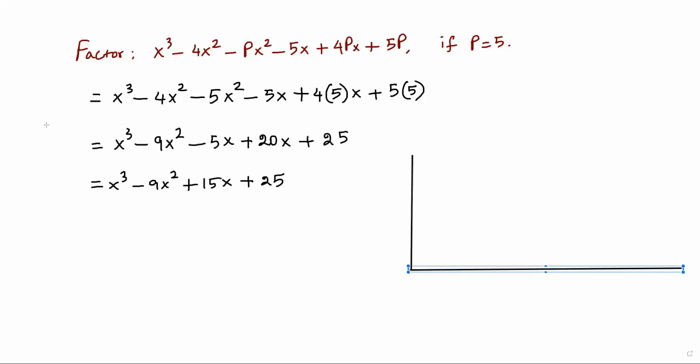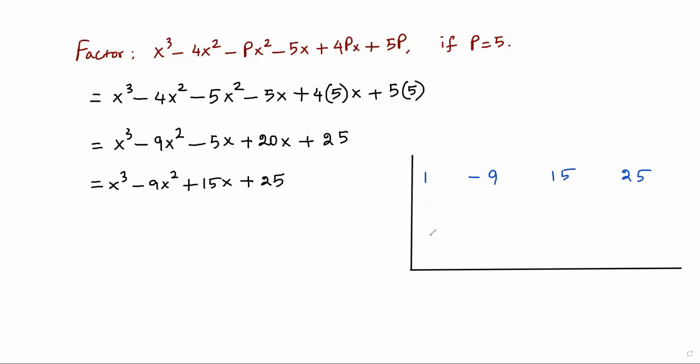Okay, to try synthetic division, first we have to write the coefficients of all the terms. So the coefficient of x cubed is going to be 1. The coefficient of x squared is negative 9. And the coefficient of x is 15. And the constant term is 25.